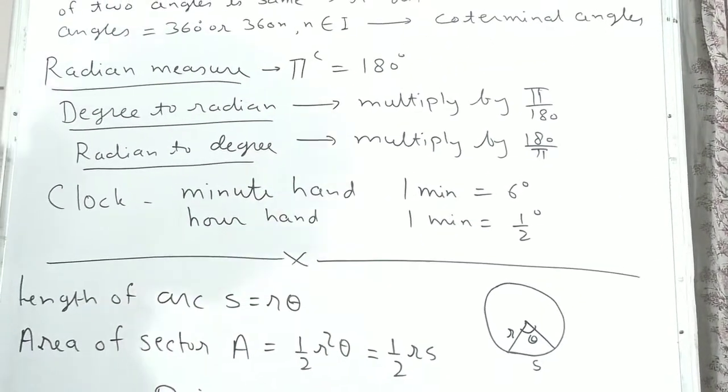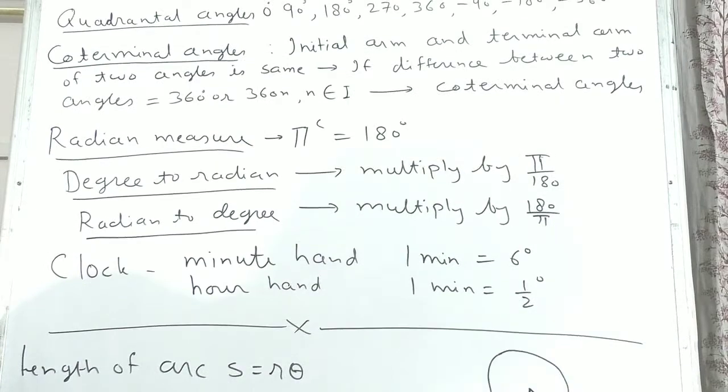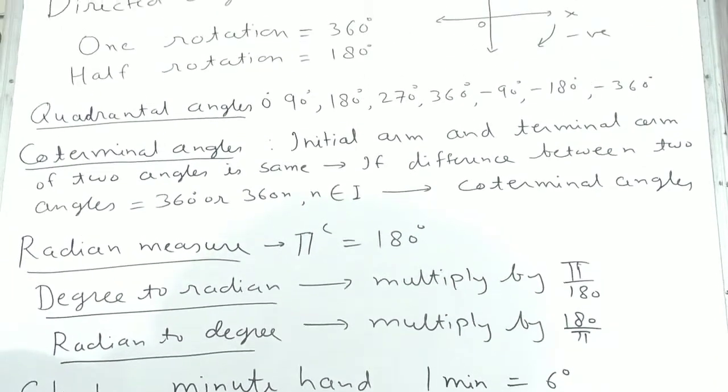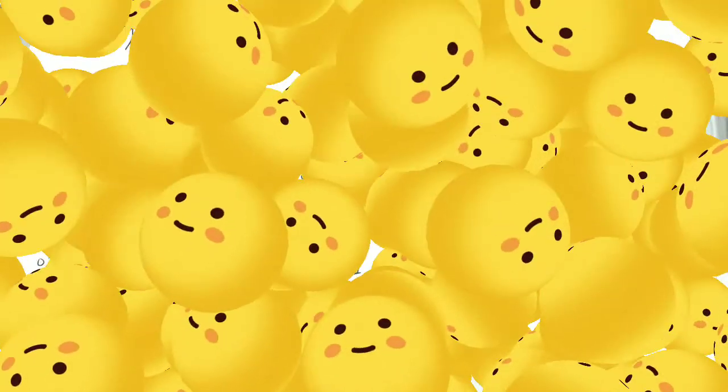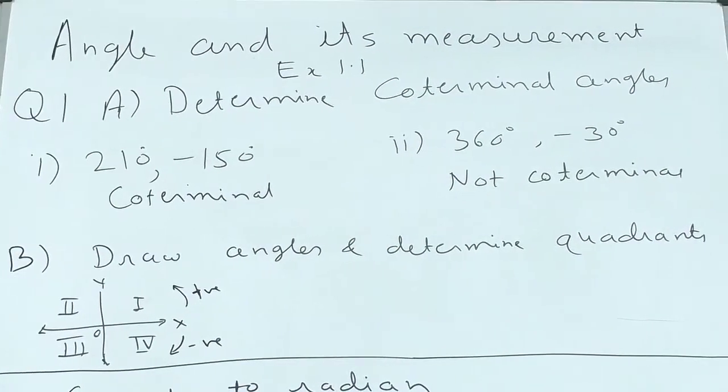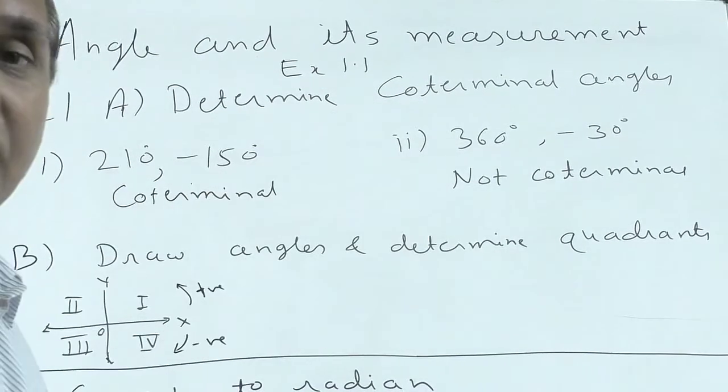Read again and again, write also again and again. We'll go ahead with the first exercise, exercise 1.1. Simple. I have explained how to determine co-terminal angles.